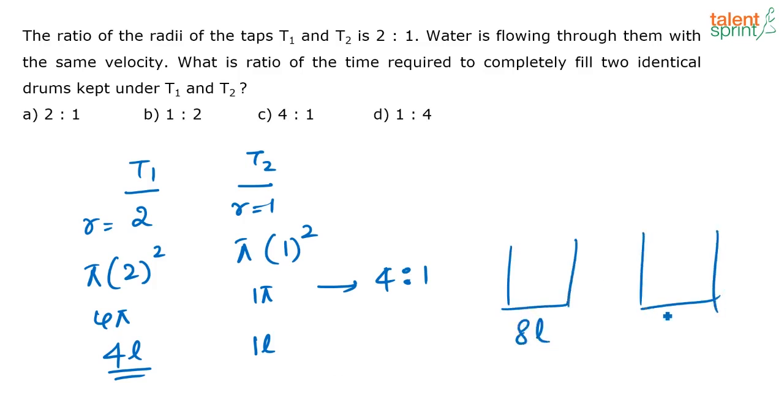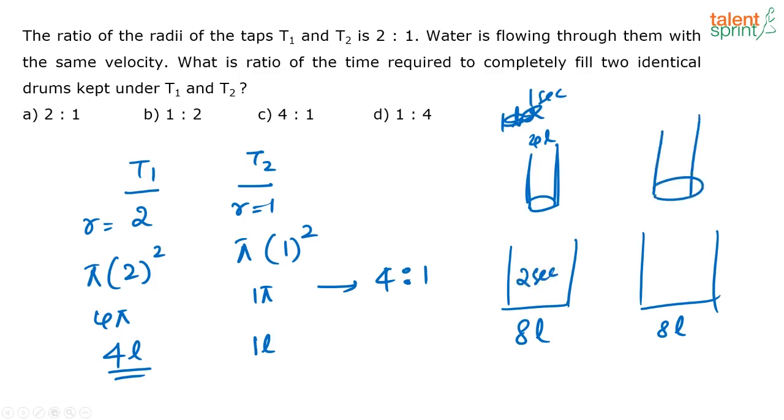So let us say you have two tanks, and the volume of each tank is 8 liters. In 1 second, 4 liters of water comes from tap T1. Means in how many seconds will this tank be full? In 2 seconds it will be full. Now if you look at tap T2, in 1 second how many liters of water will come? Only 1 liter will come. Here where 4 liters is coming, here only 1 liter will come. So how long will this tank take to fill? It will take 8 seconds to fill. So the time taken to fill will be 1:4.